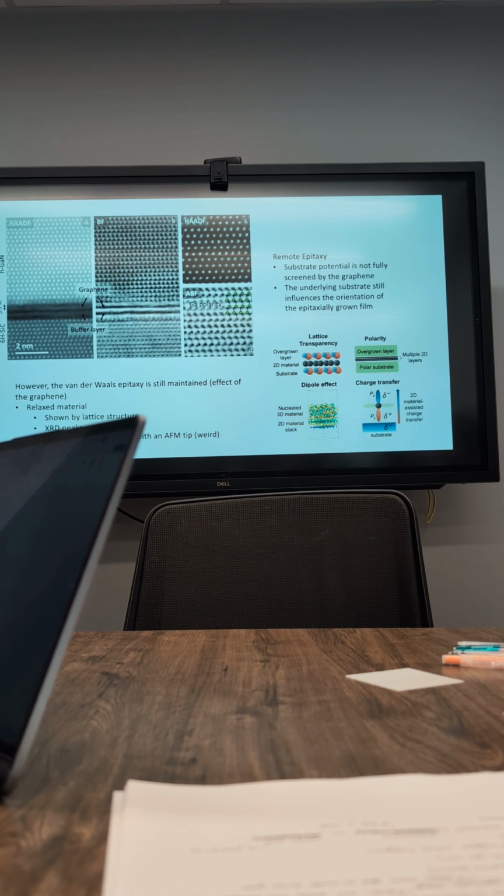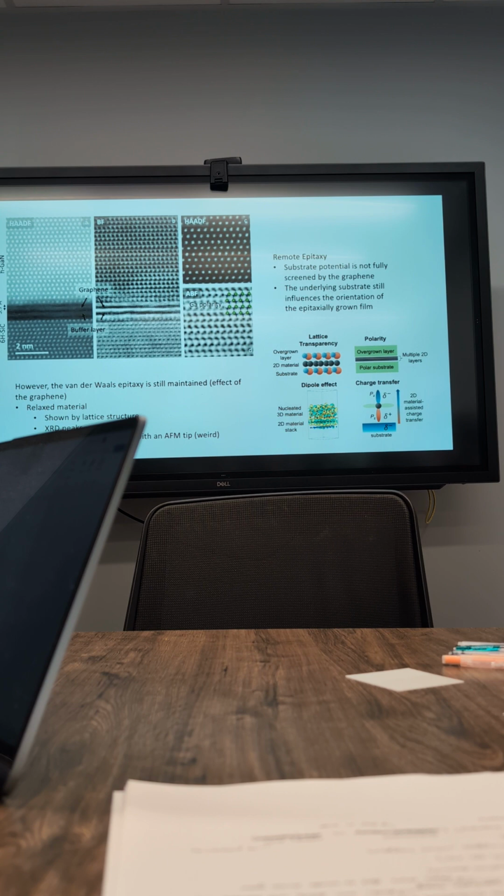Can you ask again how they show this is van der Waals, like where the graphene is? How do you know? Oh, because there is literally no atoms there. There's a blank gap of empty space. Okay. They're not close enough to bond in a covalent way.